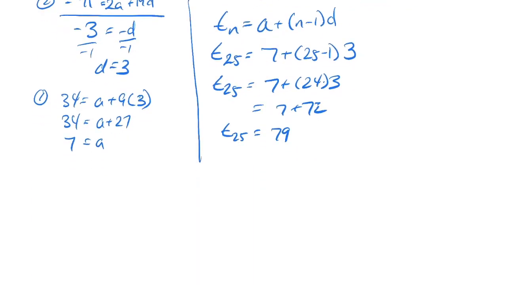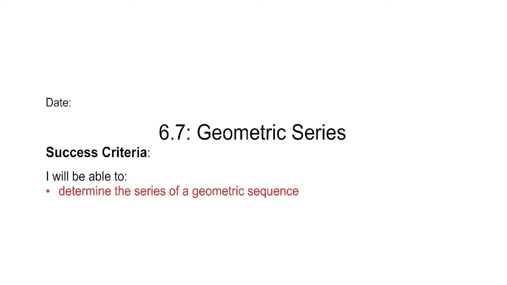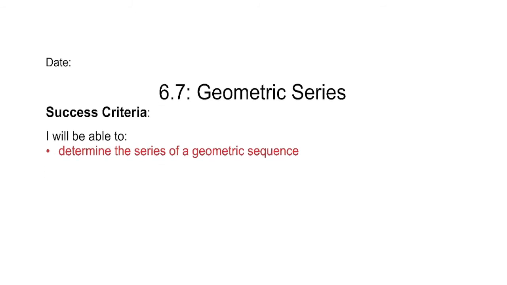So to start off today's lesson on geometric series, let's look at the success criteria. Simple, we're just going to determine the series of a geometric sequence. So again, series, we started to discover from the last time, is just a fancy word for sum. So here we're going to calculate or determine the sum of the terms of a geometric sequence.